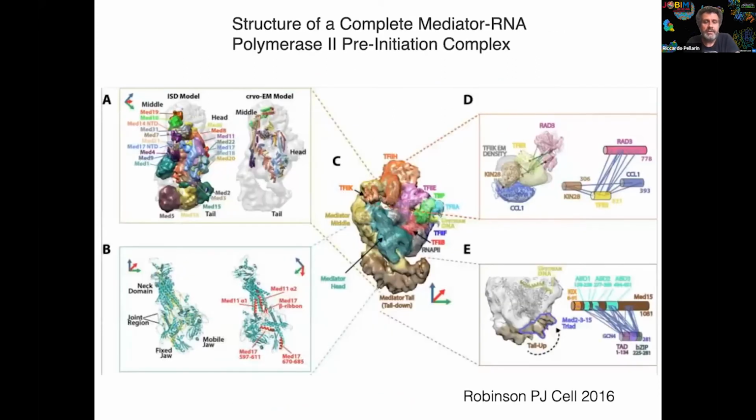Also, another story is that we could use the mediator model to build a higher order model. In this case, the mediator with the RNA polymerase II pre-initiation complex. So practically we merged the bundle of structures of the mediator complex together with other subunits to build a larger component.